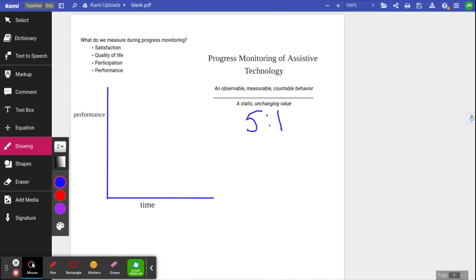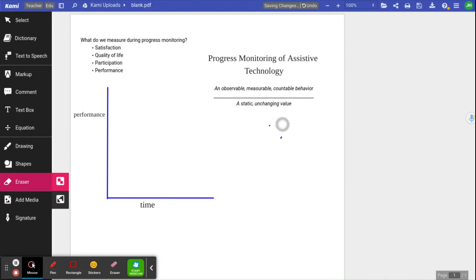a 5-to-1 ratio. Okay, so for every 5 data points we collect using assistive technology, we're going to use 1 data point of them not using assistive technology. The reason being for that is because, let's face it, if a student is using assistive technology, that must mean that whatever task we're asking them to do is more difficult without the assistive technology. So we're not going to ask them and expect them to do too many tasks without that assistive technology, okay?